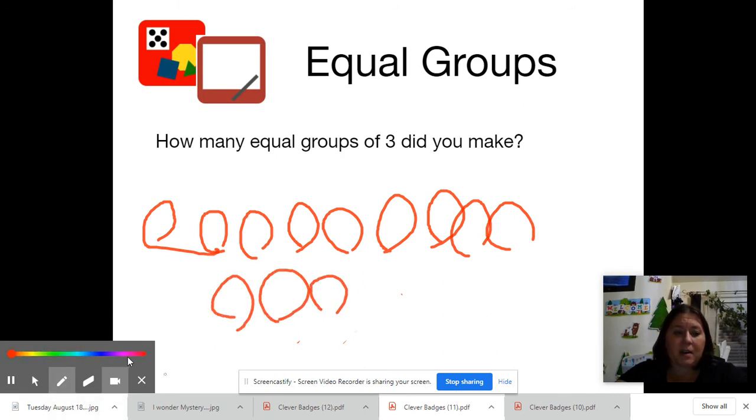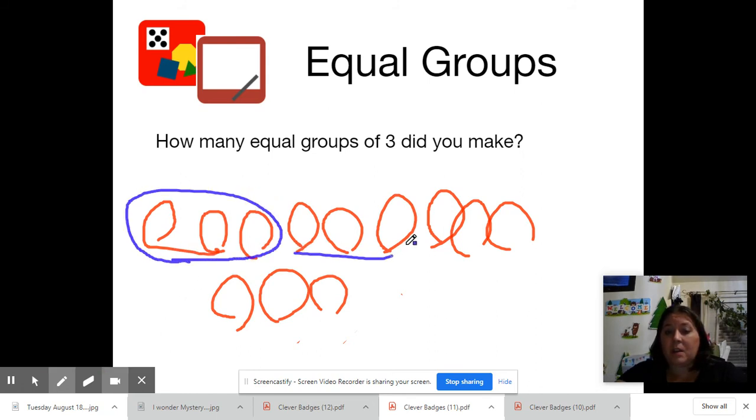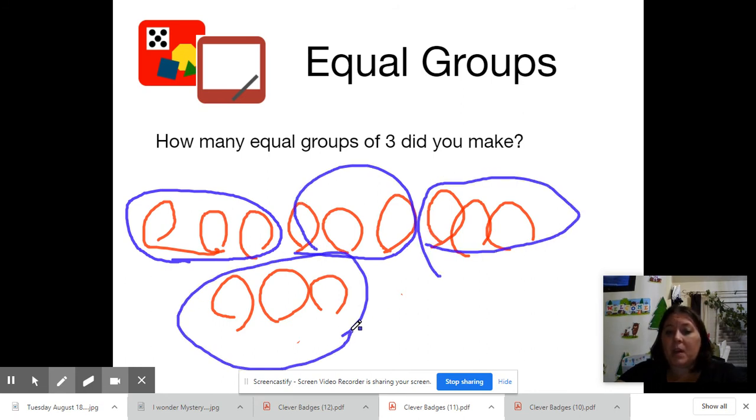But this time, I'm making groups of 3. So I've got 3 in that group, 3 in the second group, 3 in my third group, and 3 in my fourth group. And so 12 in equal groups of 3. I almost said divided by, because technically this is division, but we're not there yet. So 12 in equal groups of 3 means we made 1, 2, 3, 4 groups. So we could say 4 times 3 equals 12. 4 groups, 3 in a group equals 12.